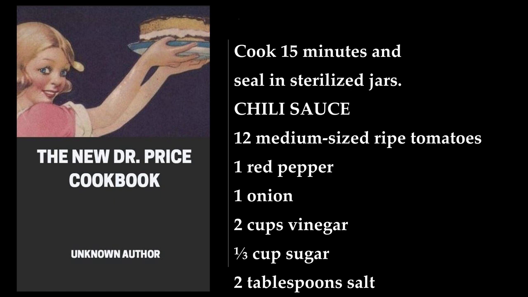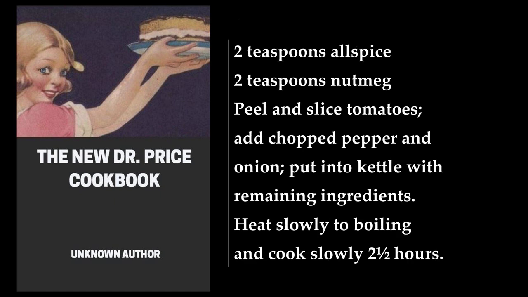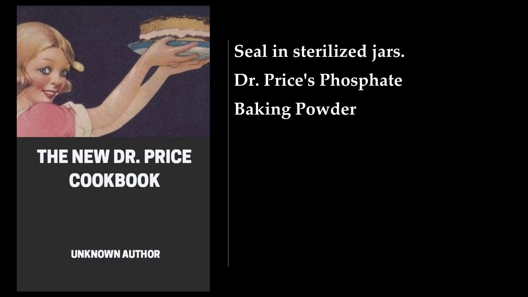Chili sauce. 12 medium-sized ripe tomatoes. 1 red pepper. 1 onion. 2 cups vinegar. 1/3 cup sugar. 2 tablespoons salt. 2 teaspoons cloves. 2 teaspoons cinnamon. 2 teaspoons allspice. 2 teaspoons nutmeg. Peel and slice tomatoes. Add chopped pepper and onion, put into kettle with remaining ingredients. Heat slowly to boiling and cook slowly 2.5 hours. Seal in sterilized jars.